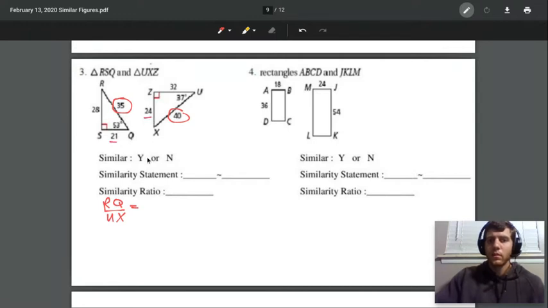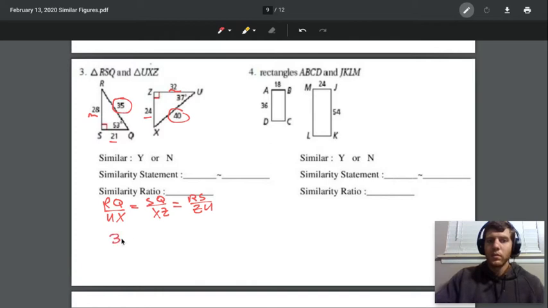The smallest is 21 and 24. So if they're going to be similar, the smallest side here, SQ, is going to have to line up with XZ. So the ratio will have to match up. And then RS, the middle length, is going to have to match up with the middle length. So RS is going to have to match up with ZU.